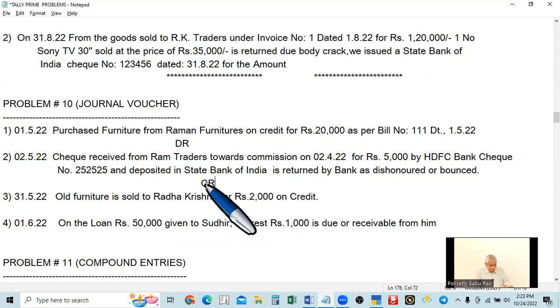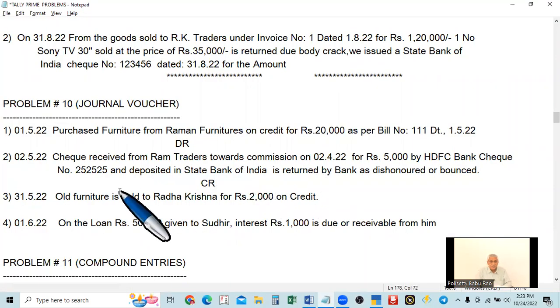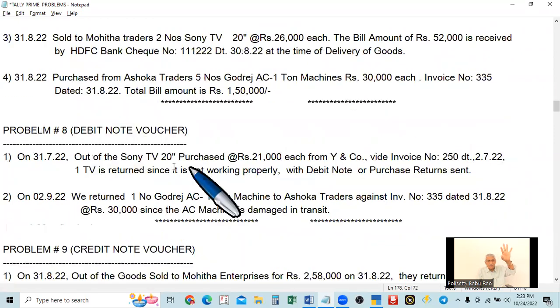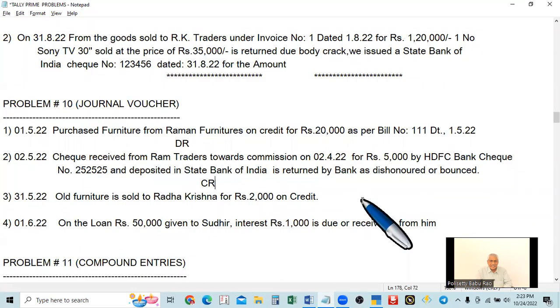Okay, understand? Now we'll go to the journal. What is the date now? We received the check on 24th. Don't bother, that time we made the entry. Okay, don't bother about this. To know which check, that's why the date is given. Today, the check is bounced and returned on 2nd May.